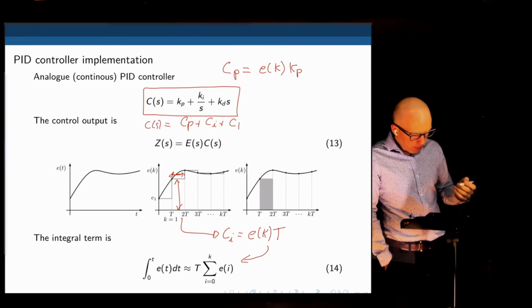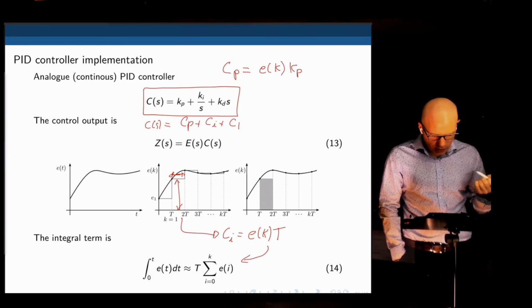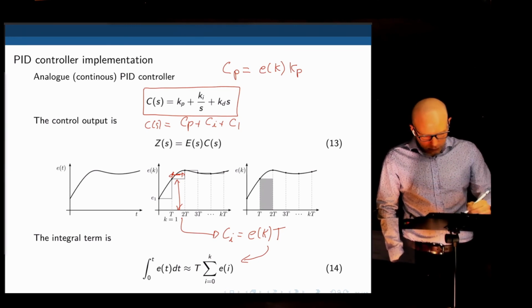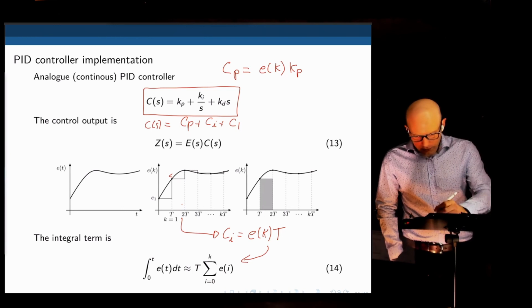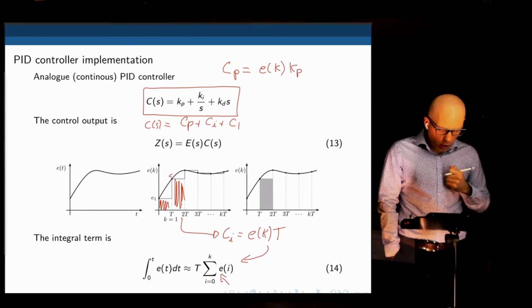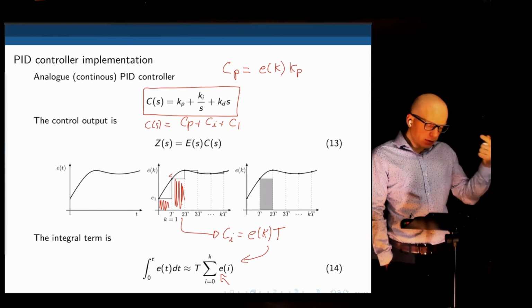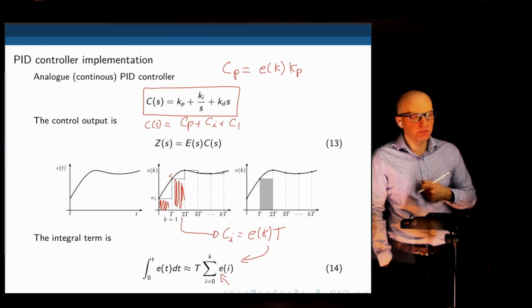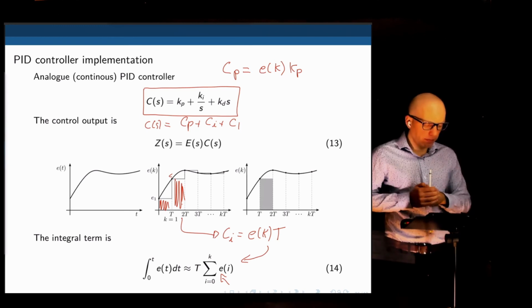All right, so the error for, let's say, 2T would be this plus that. In this equation, it would be the error at 1 times T plus the error at 2 times T. So T comes out of the sum. It's a constant.